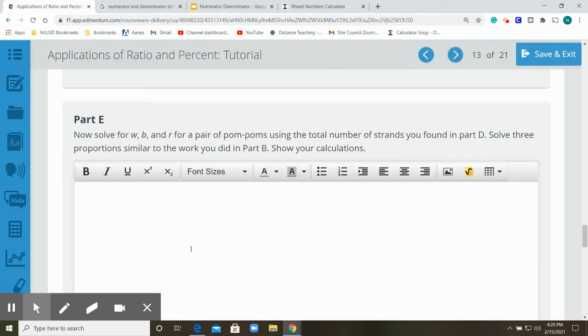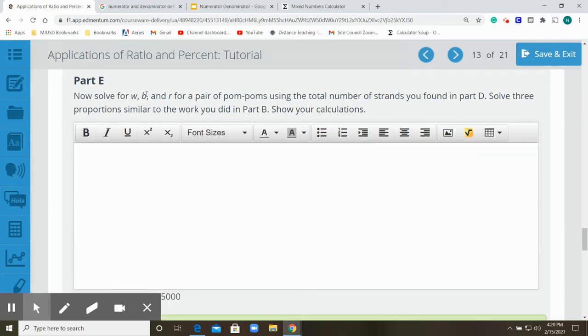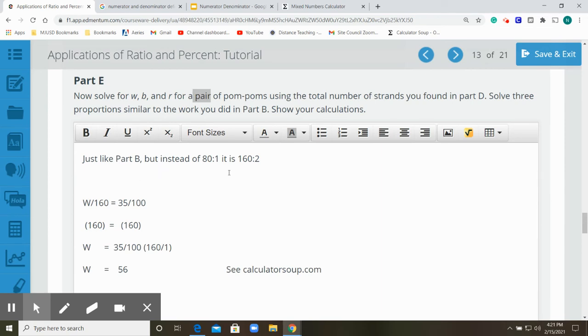Now, part E says, solve for W, B, and R for a pair of pom-poms. Very important that we know. Solve 3 proportions similar to the work you did in part B. I'm not going to go through it exactly the same, but the steps are exactly the same. But instead of out of 80, it's out of 160 for 2.